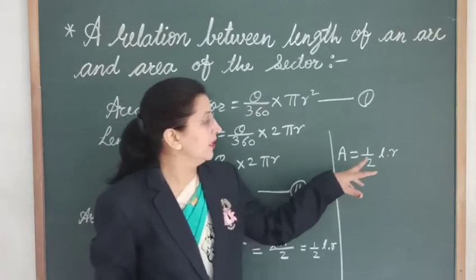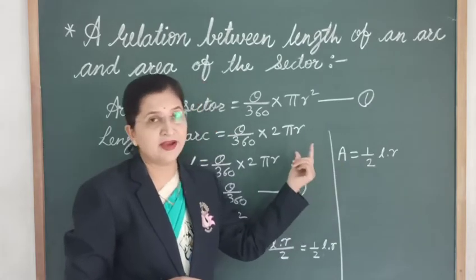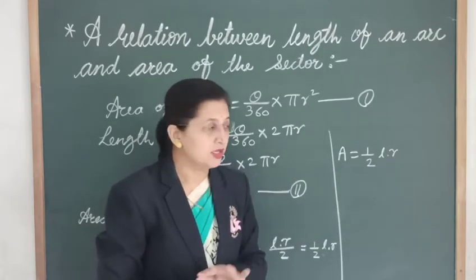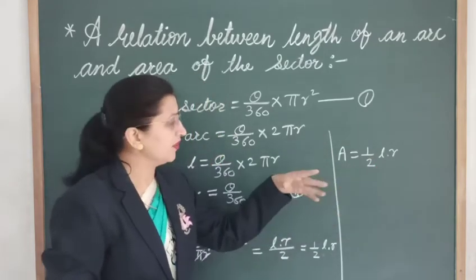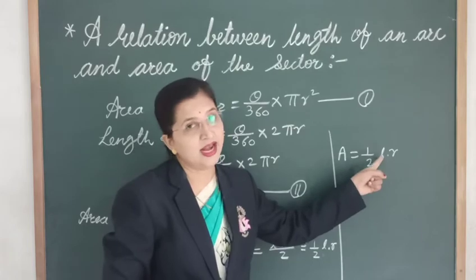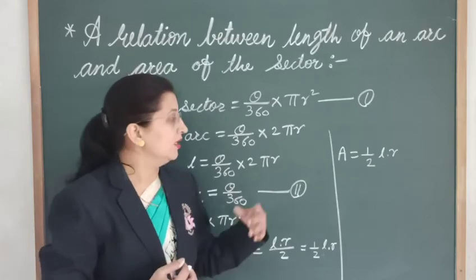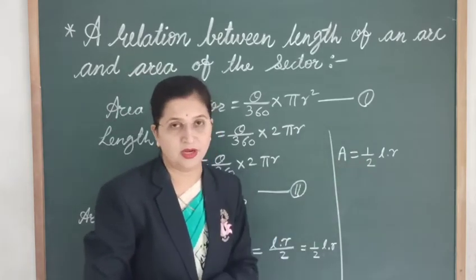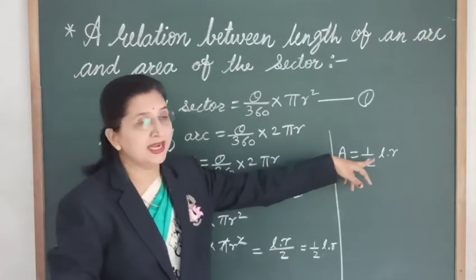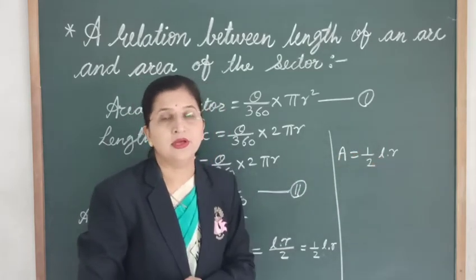Okay. So by using the length of arc and radius, we can find out the area of sector. Or sometimes we will be given the area of sector and radius, and we may be asked to find out the length of arc. So dear students, by using this formula, among these three, area of sector, length of arc and radius of a circle, if two are given, we can easily find out the remaining third one. Okay. So I hope this relation is clear to you, the relation between the area of sector and length of arc. What is that? Area of sector is equal to half into length of arc into radius.